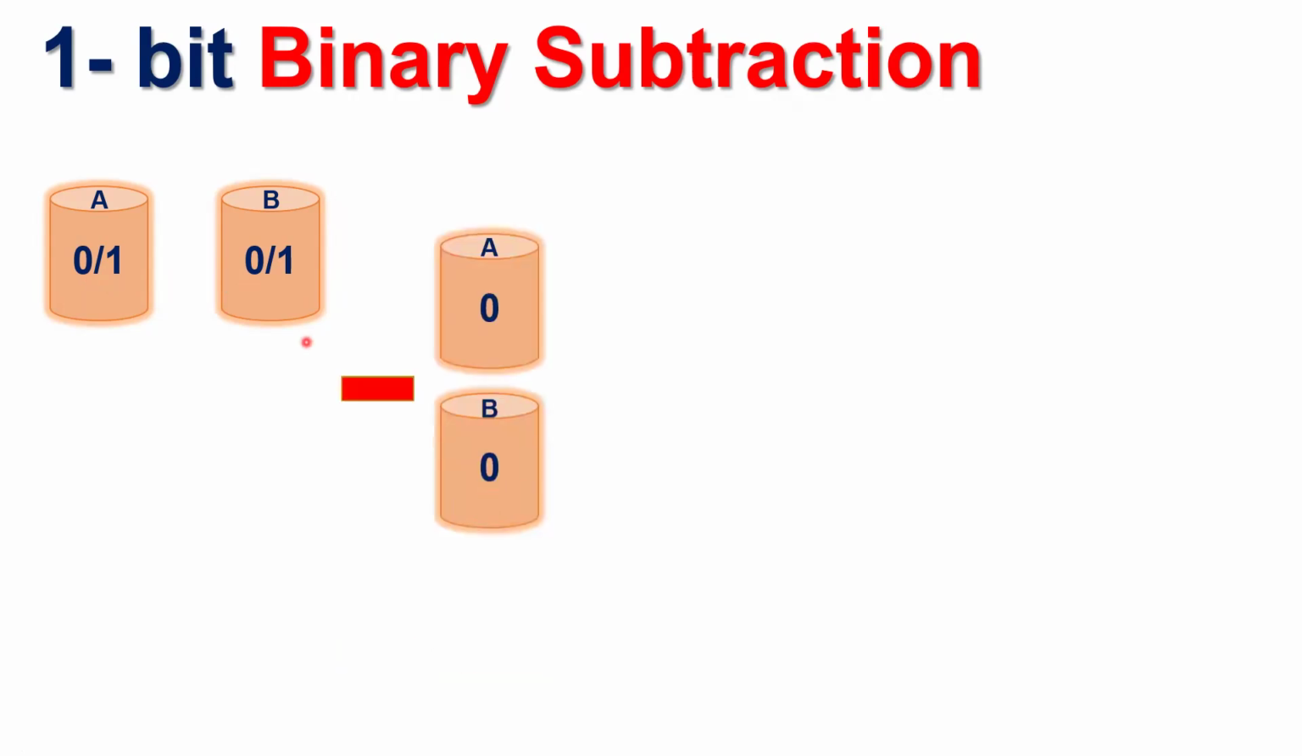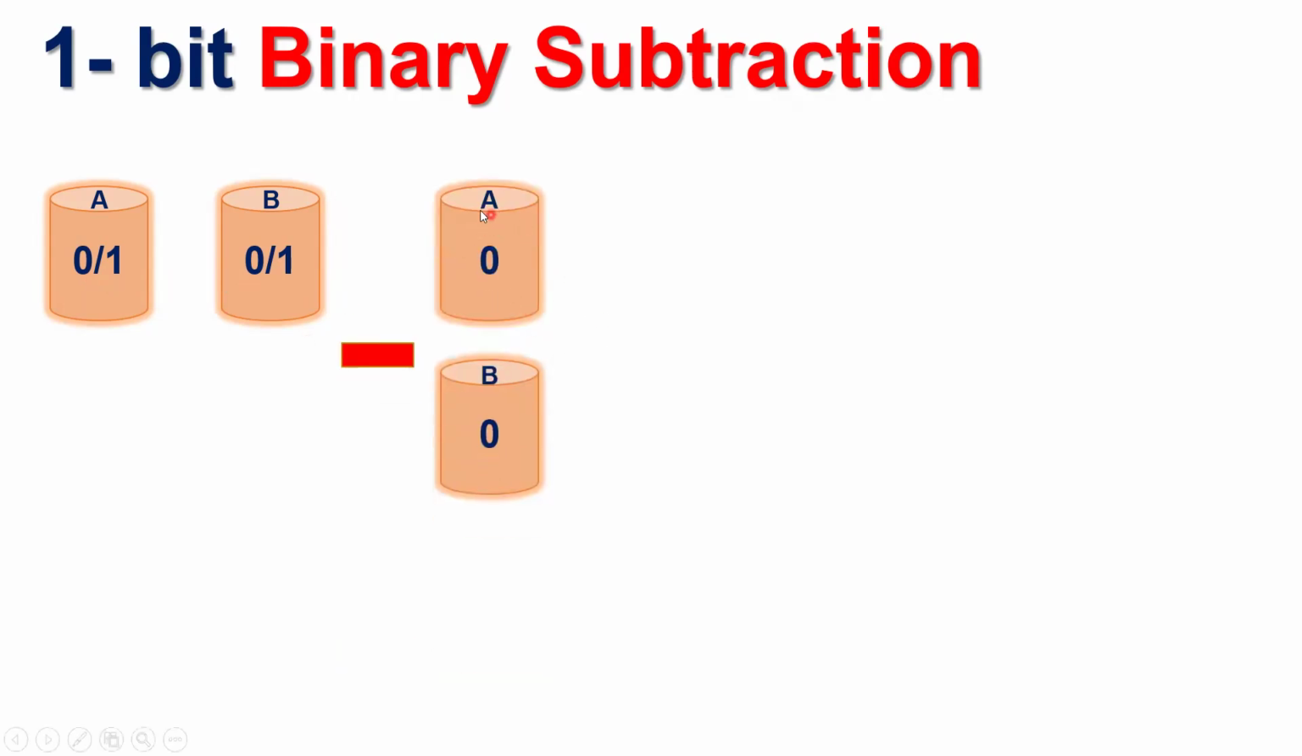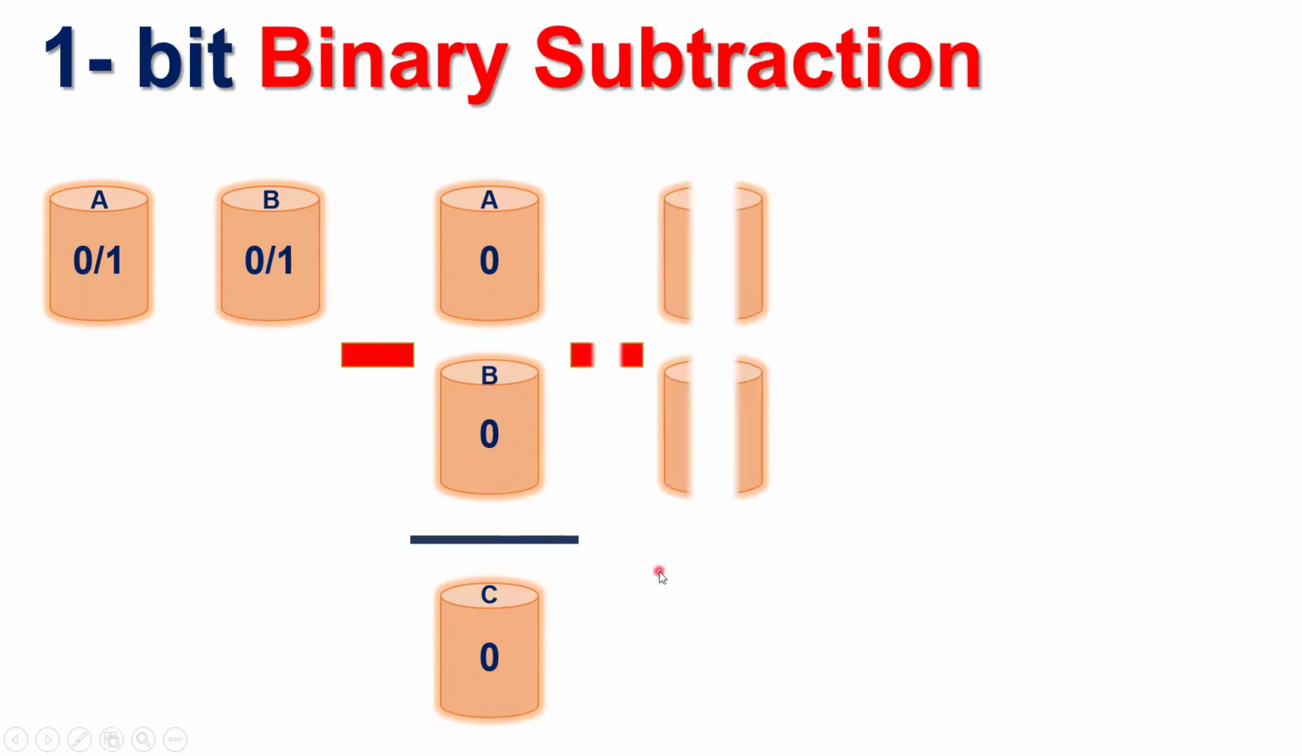What these combinations are. The first one, let's say number A is logic 0, number B is logic 0, and you are subtracting number B from number A. So their difference would be number C. 0 minus 0 in binary, answer is 0.